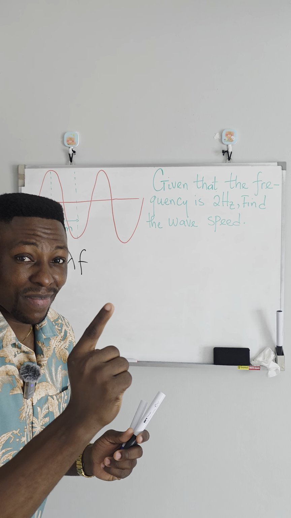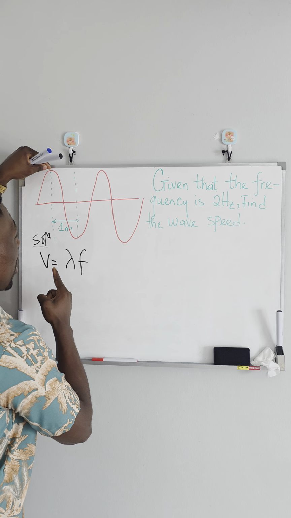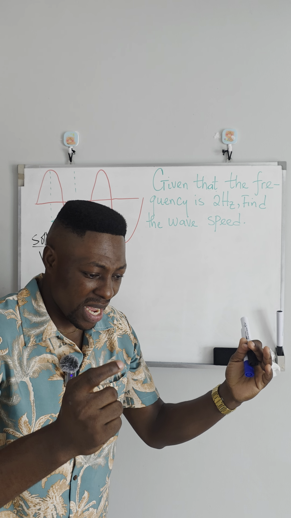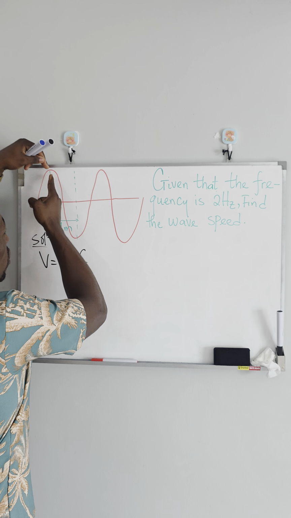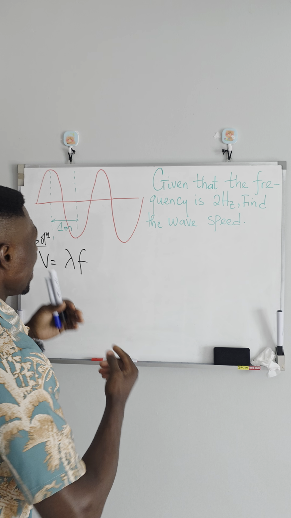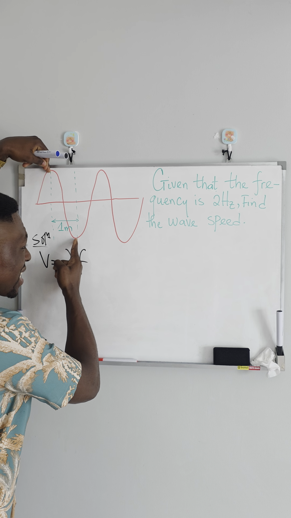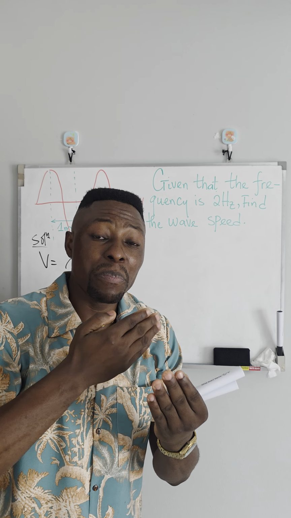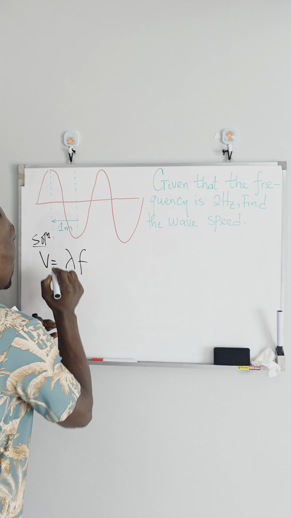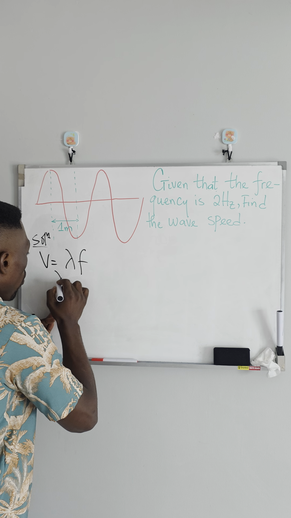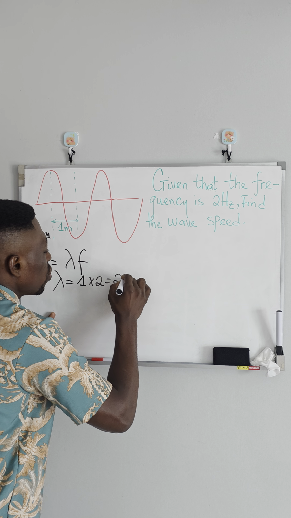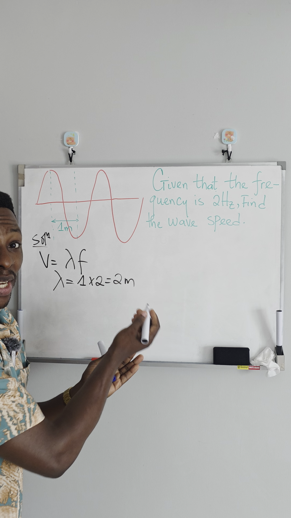But in the diagram, we are given the distance between a crest and the next trough. So what we can get from here is, if the distance between two successive crests is equal to one full wavelength, then the distance between a crest and the next trough should be half or midway of a complete wavelength. So our wavelength is going to be 1 meter times 2, which is equal to 2 meters.